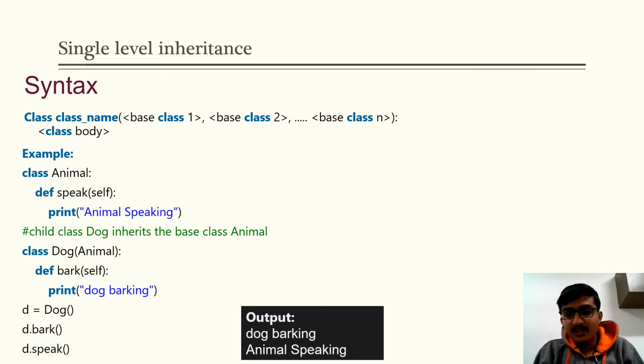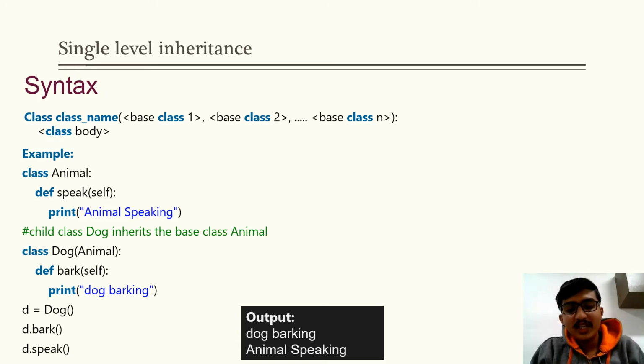We have created class Animal which has a function speak. In that speak function we have printed "animal speaking". Then we have another class called Dog, and we have derived Dog from the class Animal because in brackets we have written Animal. This is the syntax of deriving a class from an existing class. Inside the Dog class there is a definition called bark(self). In bark we have printed "dog is barking".